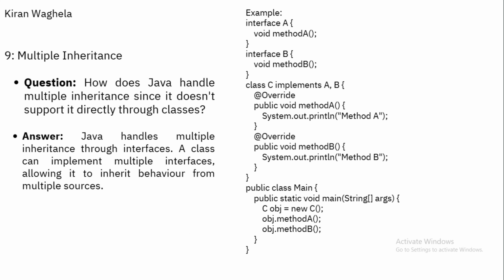Next question, in the category of multiple inheritance: how does Java handle multiple inheritance? It does not support it directly through classes. You can say Java handles multiple inheritance through interfaces. A class can implement multiple interfaces, allowing it to inherit behavior from multiple sources. So we can create multiple interfaces, create a class, implement the multiple interfaces in it, and use their properties. By this you can answer this question.